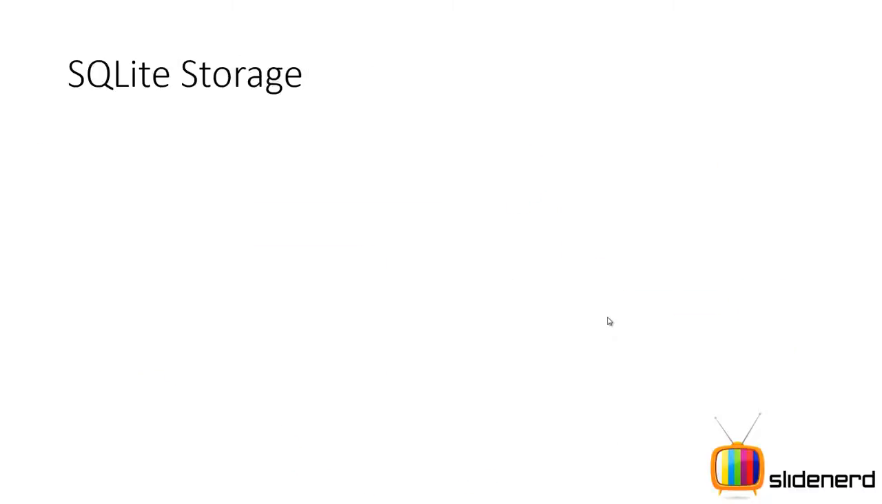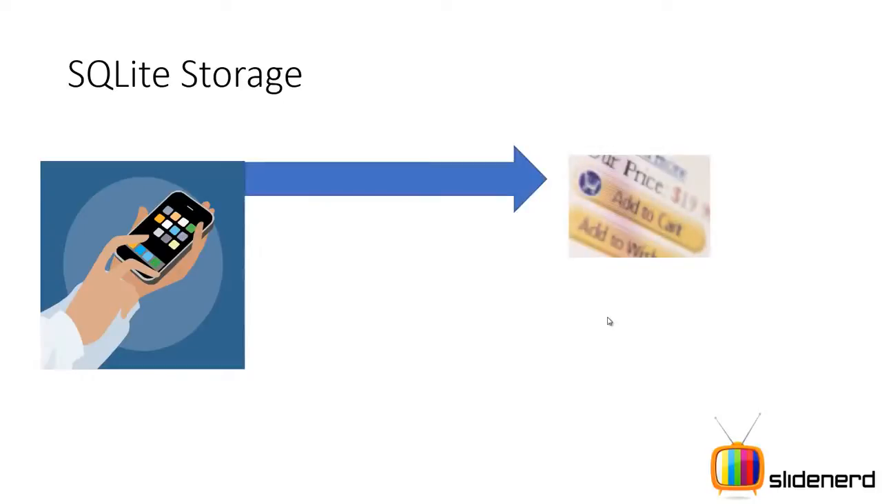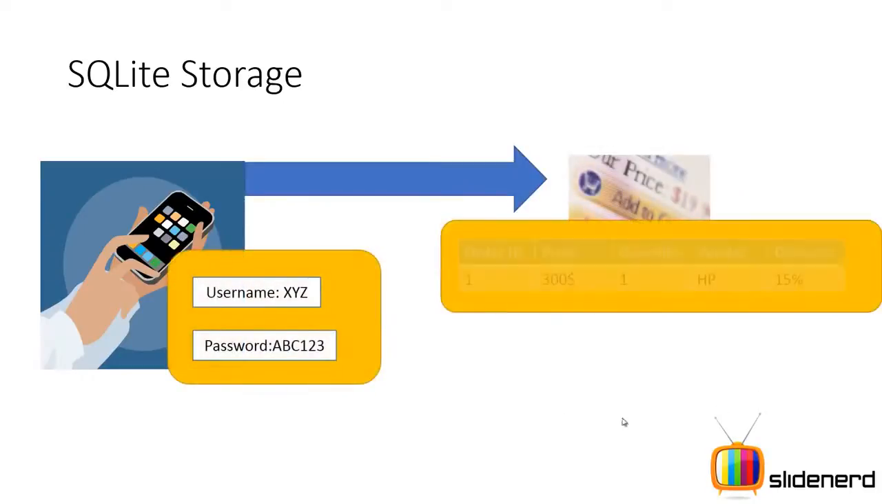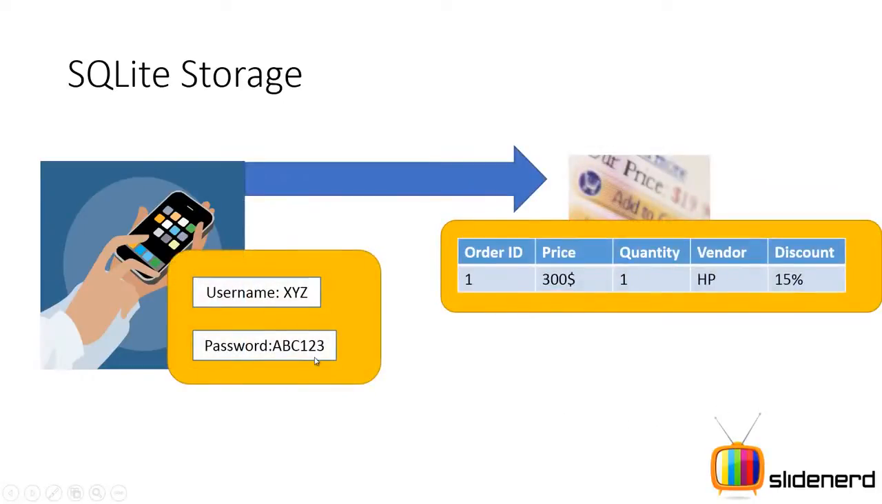Let's talk about the second method, which is SQLite storage. Again, the same scenario, but this time you have the username XYZ, the password 123, and then you have, say, an order ID of what you're buying, a price, a quantity, a vendor, a discount, and you probably have many other pieces of related data out there, and you want to store all this inside your app.